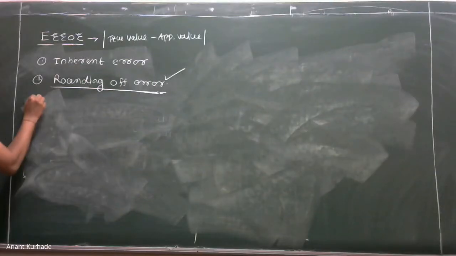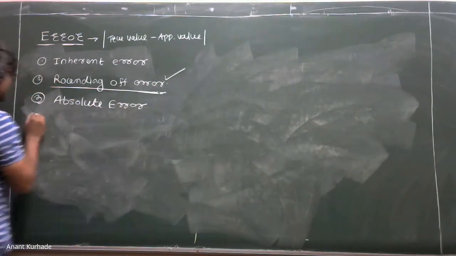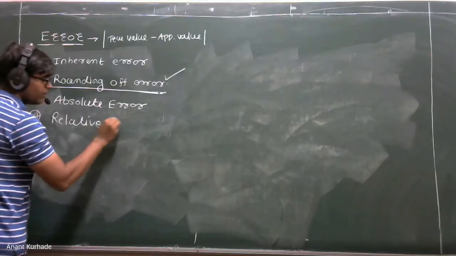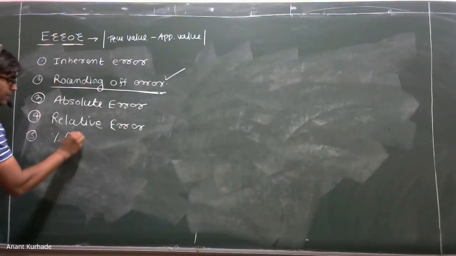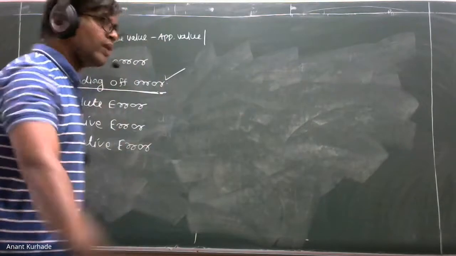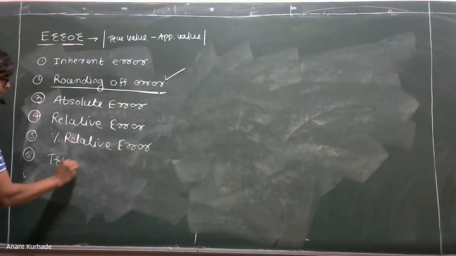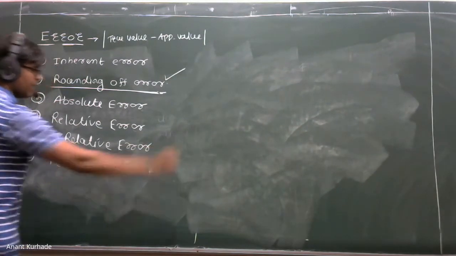So the third one, this is a type of error actually. So we can see this error. It is again one type of error. Next one, fourth, relative error. This is again one type of error. And fifth one is percentage relative error. And one more error, on which we can have a numerical in the exam, that is truncation error.